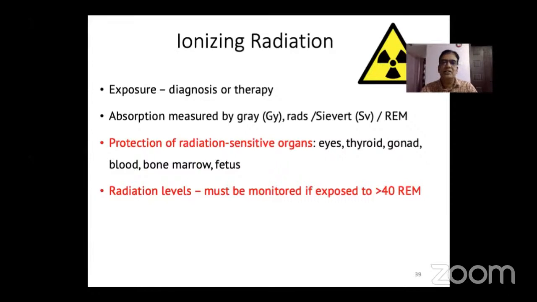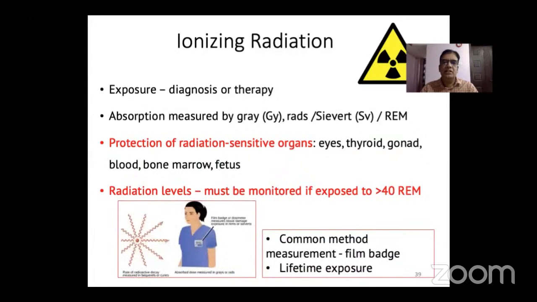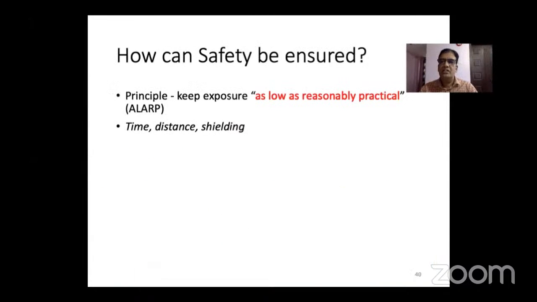Ionizing radiation would be a risk, especially when you are undertaking diagnostic or therapeutic procedures, where we are there as staff. So there are various amounts of absorption of the ionizing radiation, and we should try to protect our cells, especially eyes, thyroids, and gonads, which are more vulnerable. And we should monitor the radiation levels. If the exposure is more than 40 REM, we should monitor, and the common method is to use a film badge or dosimeter, and we can even have the lifetime exposure assessed when we work in such places.